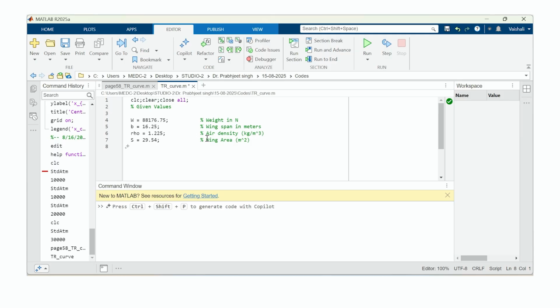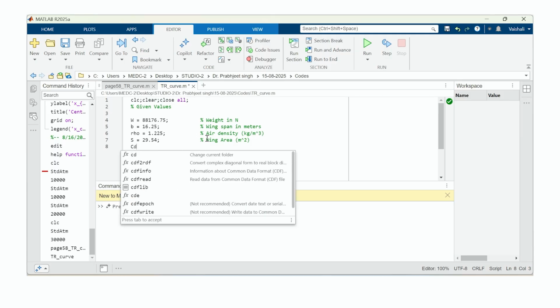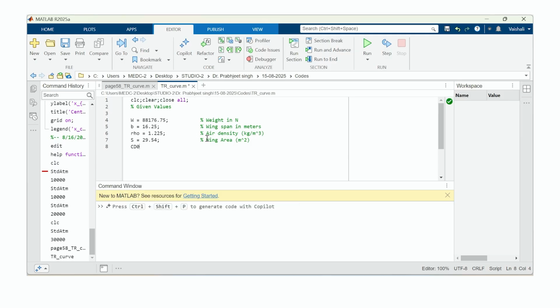Alright. Okay. Next is the parasite drag coefficient, CD naught, which is 0.02. Zero lift drag coefficient. Next is the Oswald efficiency factor, E equals 0.81.